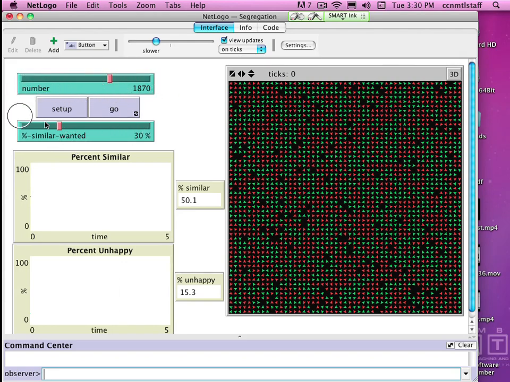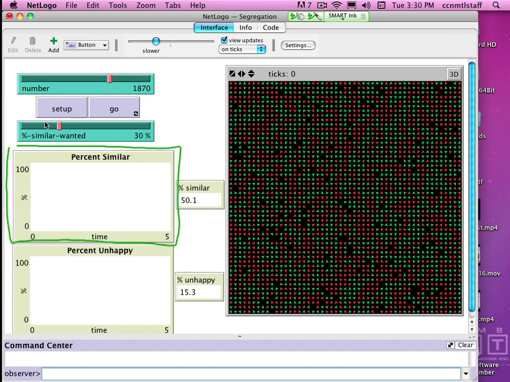What we're really going to focus on when we run the simulation is these two graphs down here. This first graph just tells us, on average, the percent similar across all the agents in the simulation. And the second graph tells us the percent unhappy. We're going to track that throughout the simulation as we run through it.